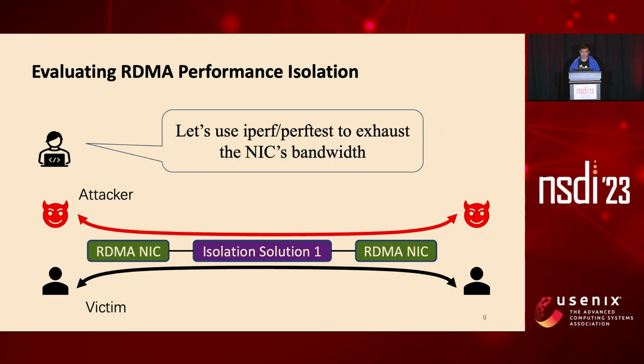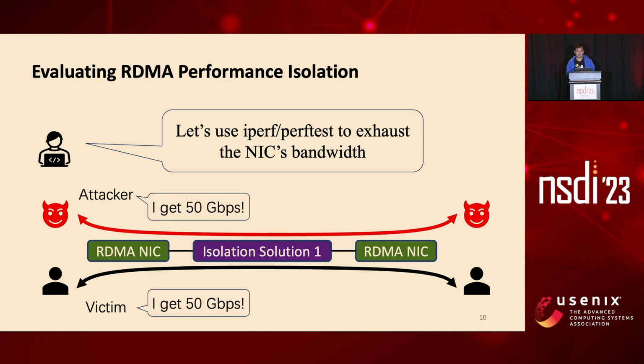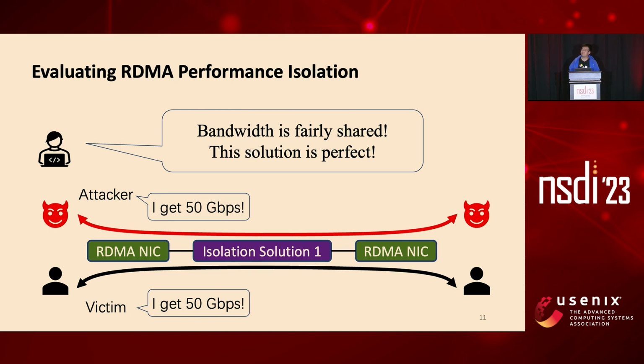Now we know how to do that. Let's just run iperf and perftest as the attacker to exhaust the NIC bandwidth. And we observe that the attacker who tries to generate a lot of traffic still only gets half of the bandwidth and won't impair the other tenant. We are quite happy, and we feel that this isolation solution is perfect, and we are ready to deploy this solution to production. Is that the end of the story?